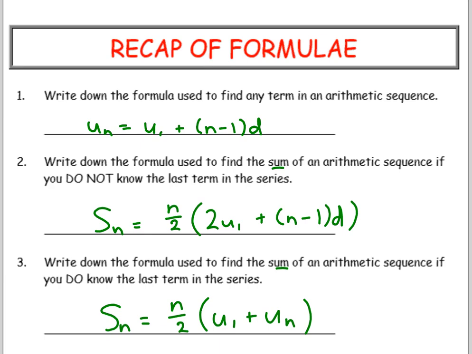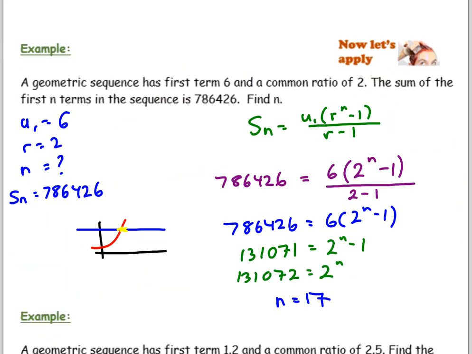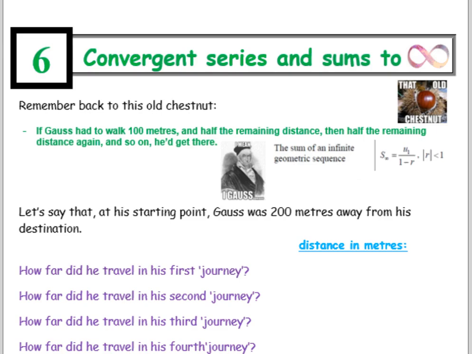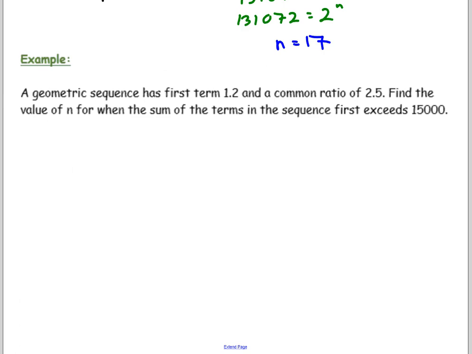Recap of formula. We still need to do the last example from lesson 5. Yep, it's this page here. So if we go down to the bottom of lesson 5, we've got the last example for geometric sequences and the sum of a finite sum. A geometric sequence has a first term 1.2 and a common ratio of 2.5. When I see that, I just like to relax and write that out as a list. Find the value of n for which the sum of the terms in the sequence first exceeds 15,000.